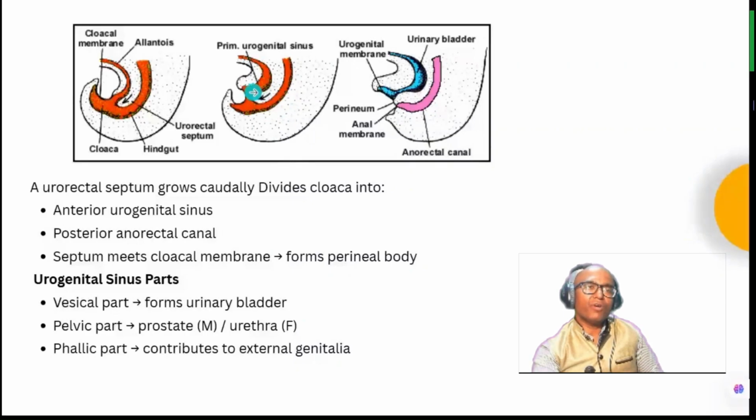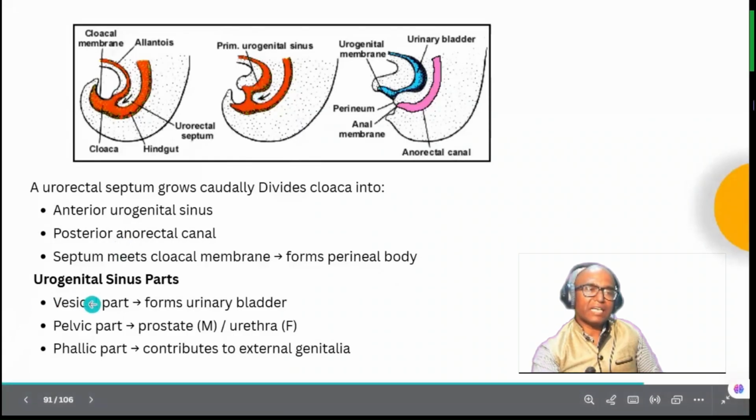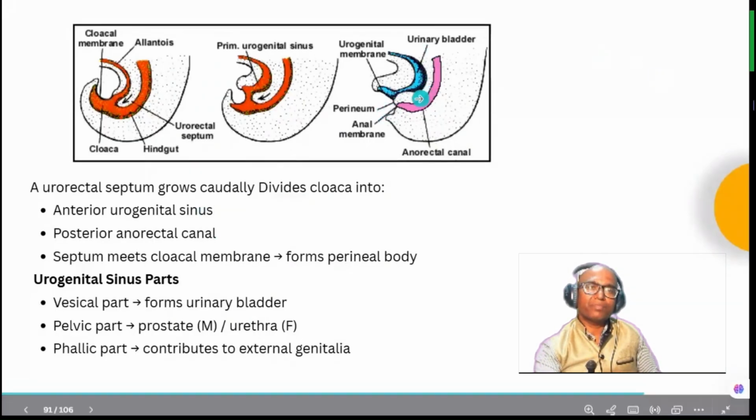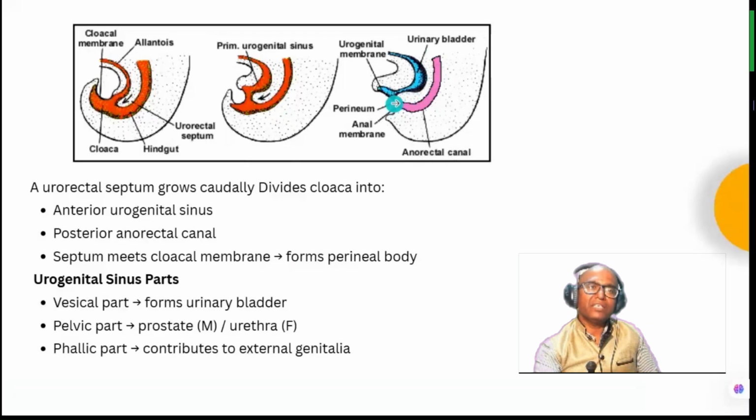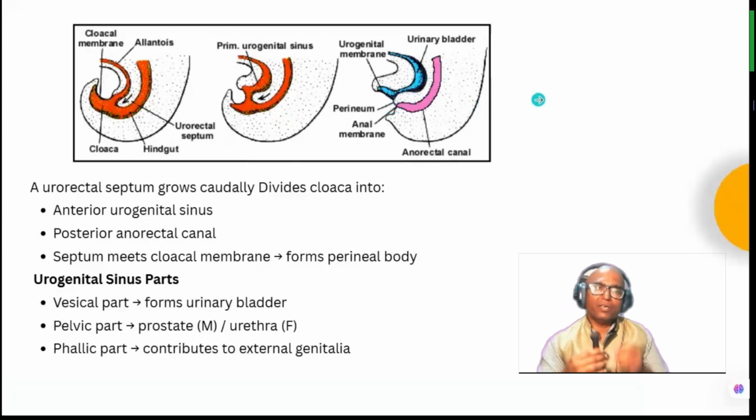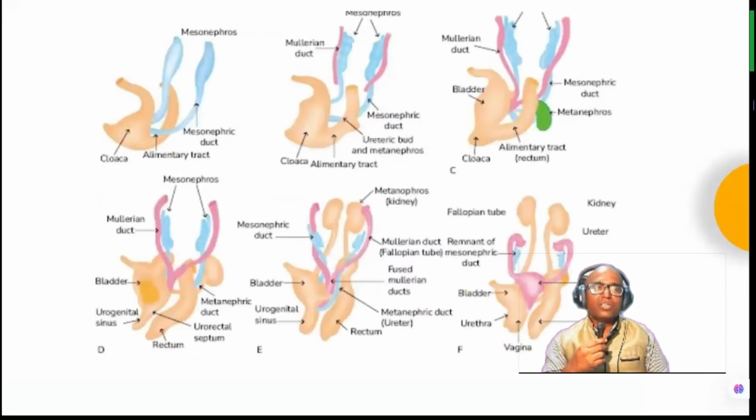This will form the urinary bladder over a period of time. So it has got a vesical part which will form the urinary bladder. It will have the pelvic part which will form the prostate, and urethra in females, and it will have the phallic part which will contribute to the external genitalia. And this is the anal membrane. Okay, this urorectal septum will come here and will meet this cloacal membrane. Okay, so that is the development of the urinary bladder.